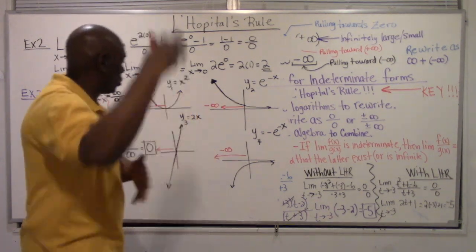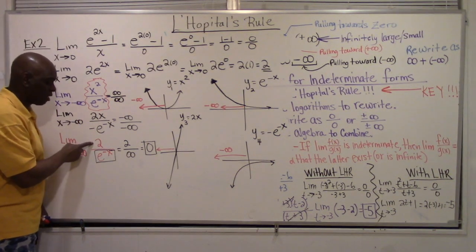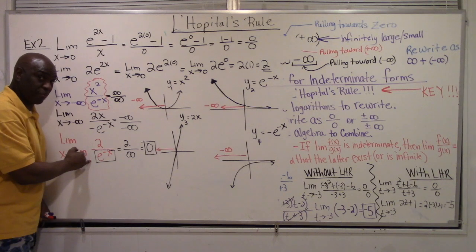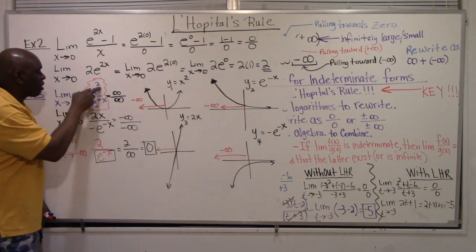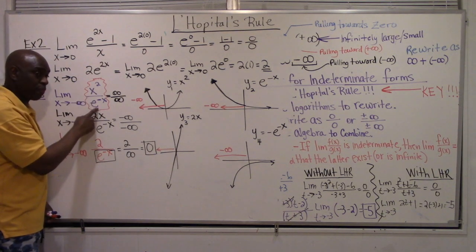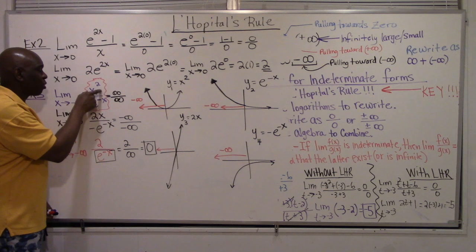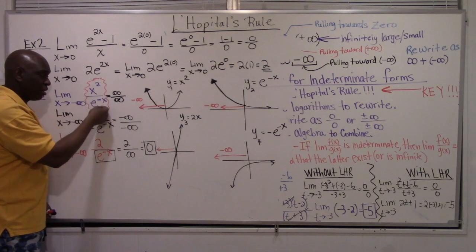Okay, a variable to a variable, right? We have an algebraic over an exponential. We have the algebraic over the exponential. Same thing here too. We have the algebraic over the exponential. So we have a smaller growing function in terms of its value divided by a larger growing function in terms of its value. So the smaller over the larger is going to give us zero.